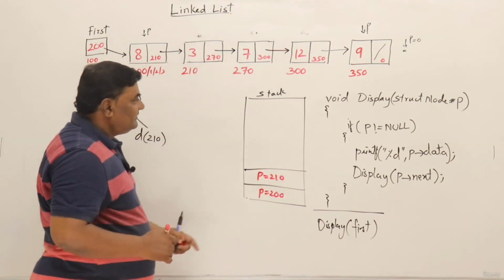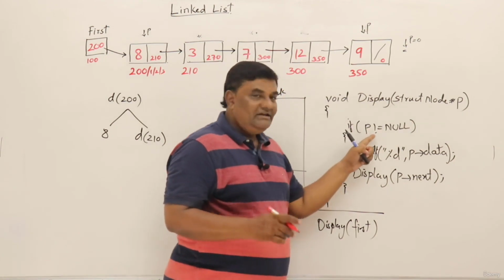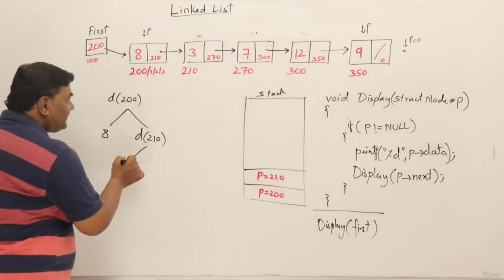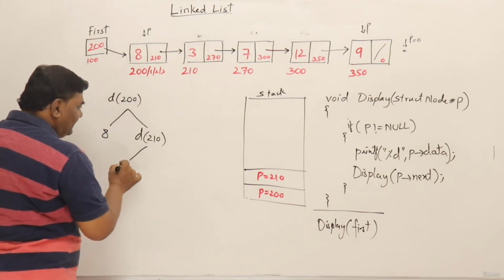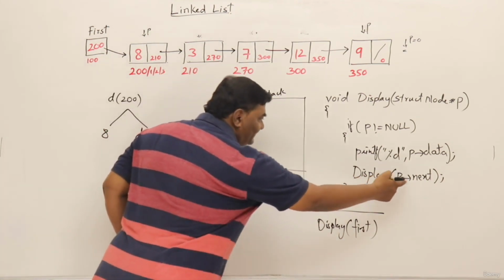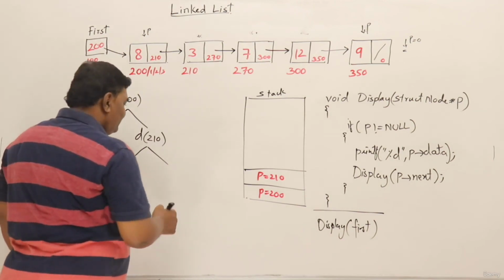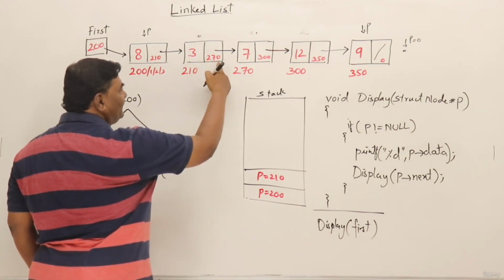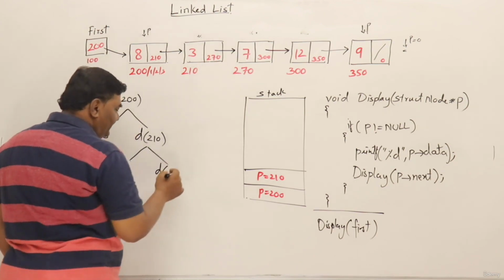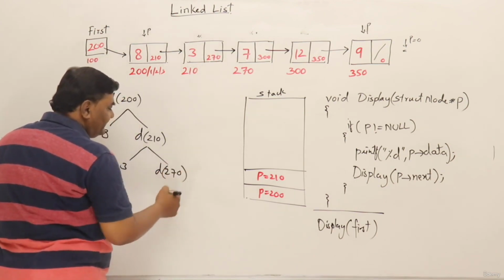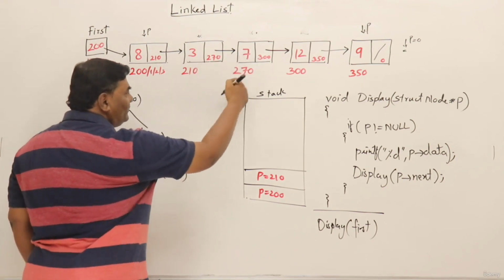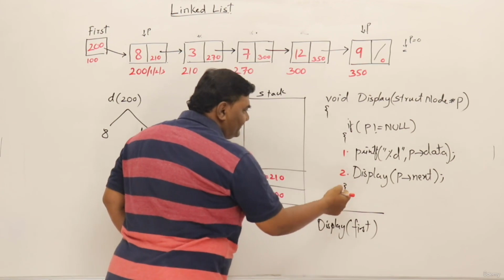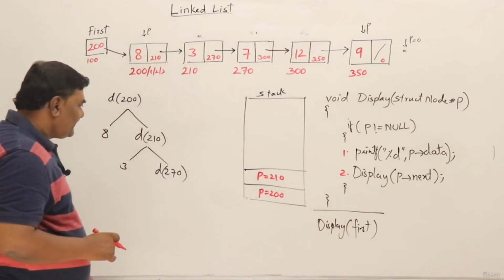Now in this call, p is 210, p is not null, so it will print the data present here, that is 3. And then the next step is to call itself again for p's next. So it will call itself for the next node, that is 270. It will take this value actually, 270. So it will call itself for 270, and this is the address of this node. So whenever the pointer is not null, it is performing these two steps. So focus on these two steps.